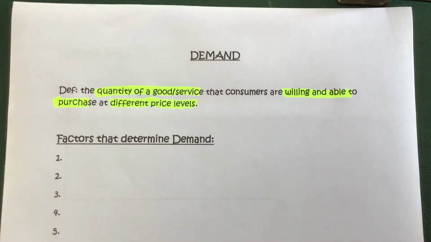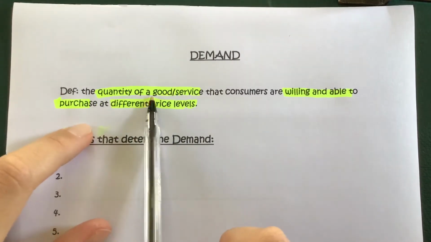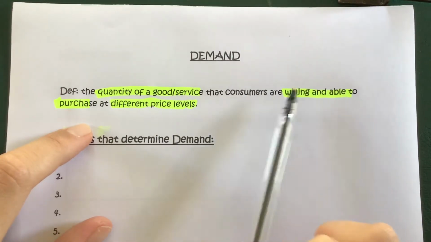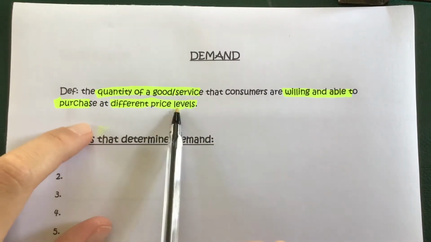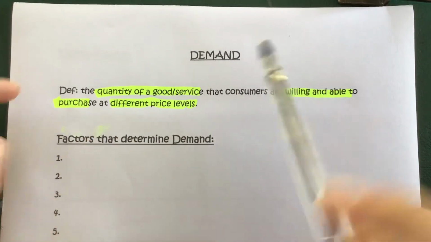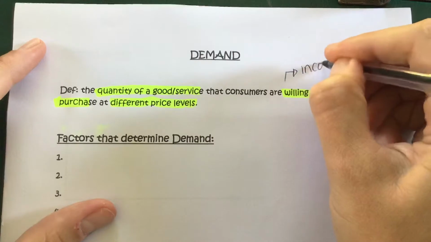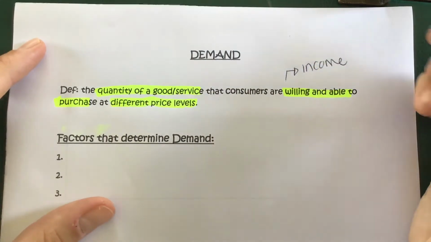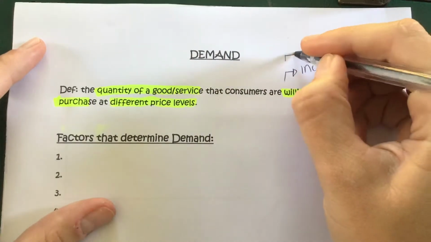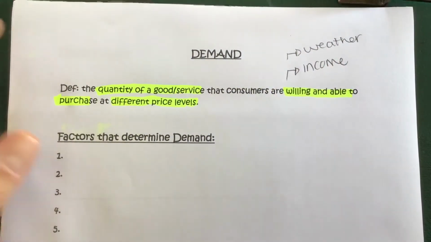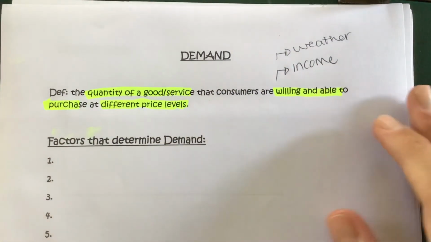Now let's break this down a little bit. It's how much of a product a consumer is able or willing to purchase at different price levels. What determines what we are able to purchase? Things like our income, that's a big factor, weather conditions, etc. So we're going to think about these when we talk about the factors that determine demand.